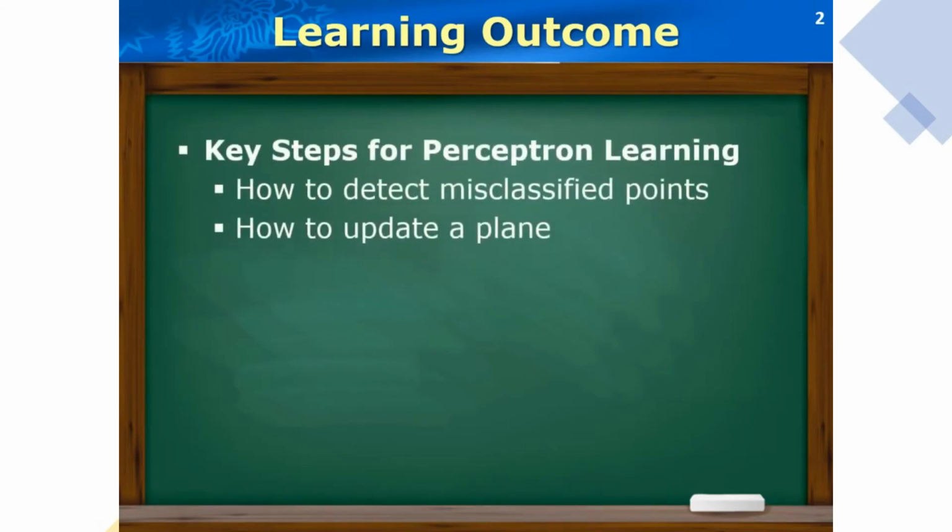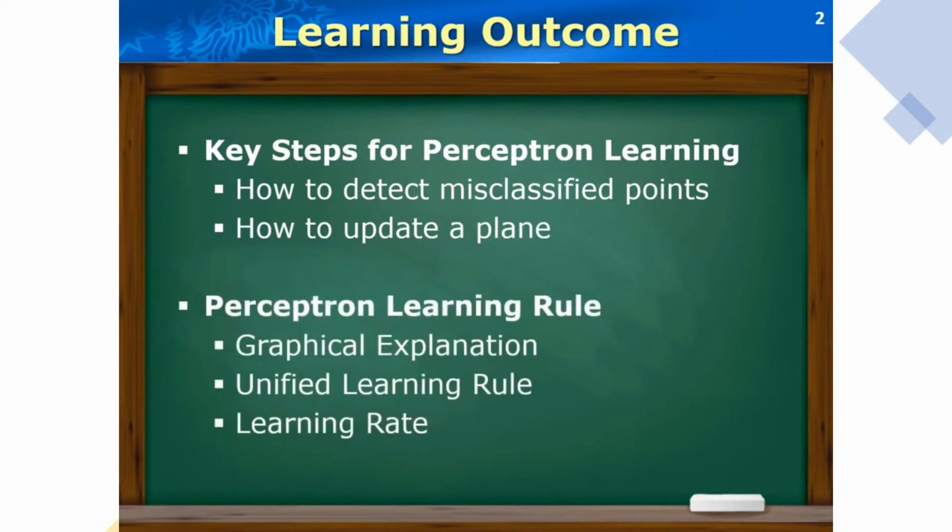Welcome to today's lecture. By the end of this first section, you will be able to learn the key steps for perceptron learning, including how to detect misclassified points and how to update the plane by adjusting its weights and bias values. I will also provide a graphical interpretation of the perceptron learning rule and show you how the unified learning algorithm is derived. Finally, I will also introduce a hyperparameter called learning rate, which is a speed accuracy trade-off.